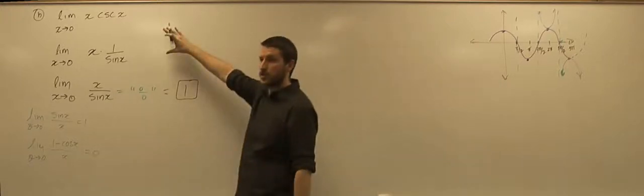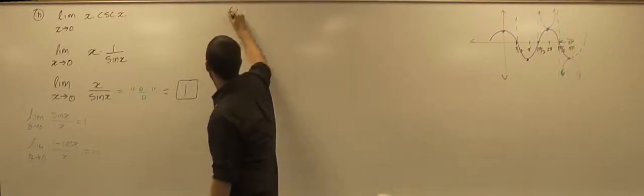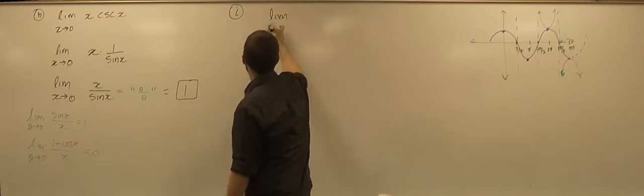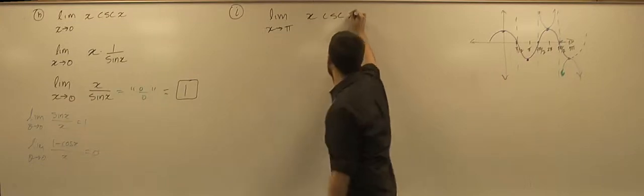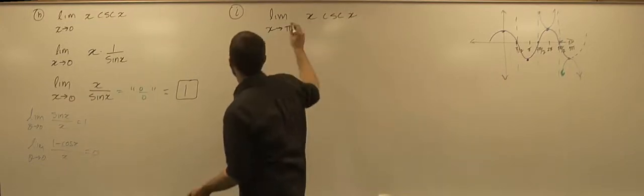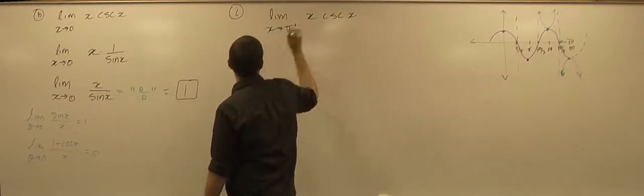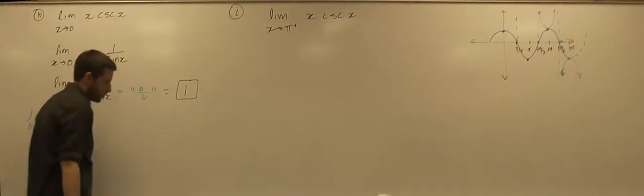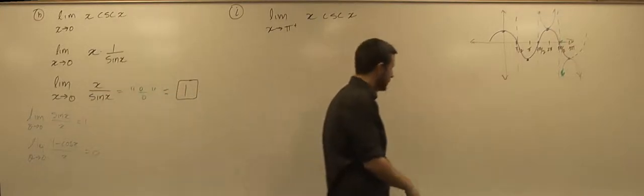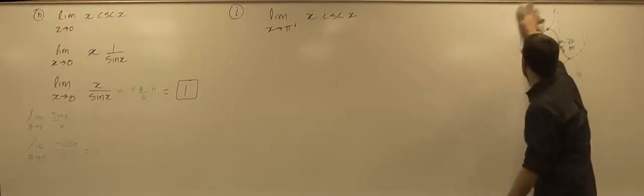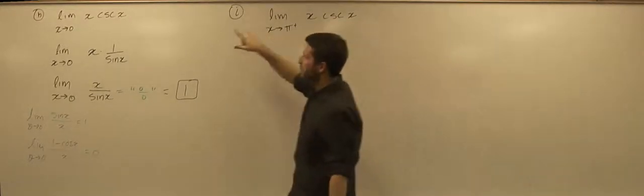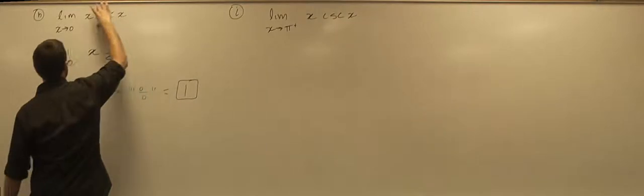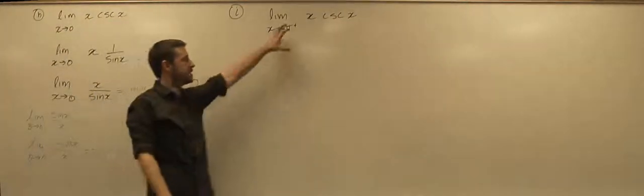Now compare and contrast. What if I gave you limit as x goes to pi of x cosecant x? Let's do from a side this time, from the positive side. So I've changed this from 0. The function's the same, but I want to see what happens around pi instead of 0.